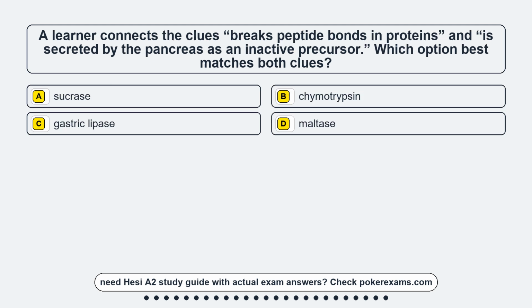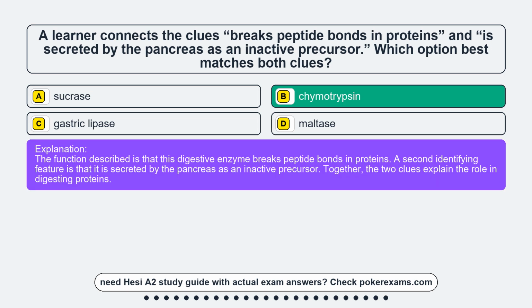Question 24. A learner connects the clues: breaks peptide bonds in proteins, and is secreted by the pancreas as an inactive precursor. Which option best matches both clues? Option A, sucrase. Option B, chymotrypsin. Option C, gastric lipase. Option D, maltase. The correct answer is option B, chymotrypsin.